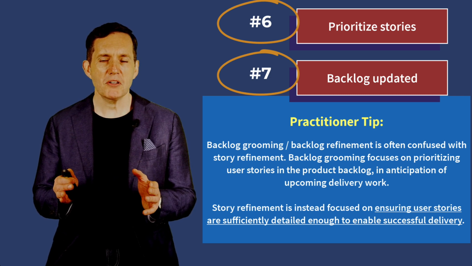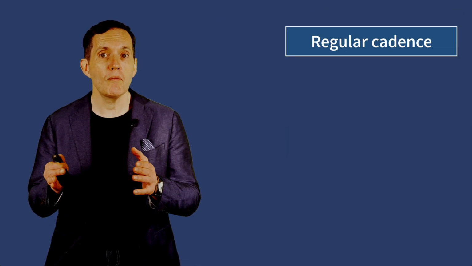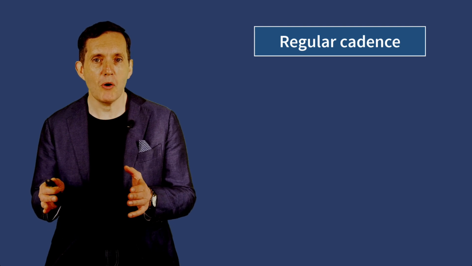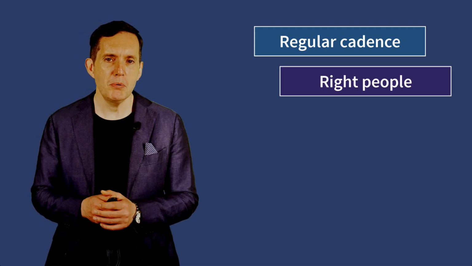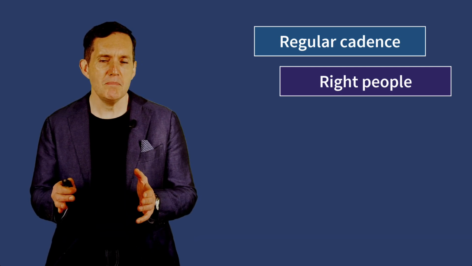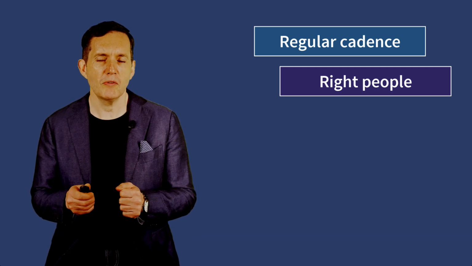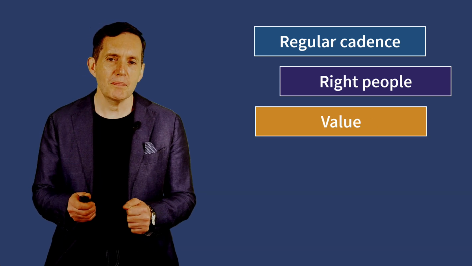What are some best practices for effective story refinement? Well, you need to ensure a regular cadence. You need to schedule regular refinement sessions to keep the backlog up to date and manageable. You need to make sure you involve the right people. Ensuring that the product owner or product leader, development team, and relevant stakeholders are involved in the refinement process is important.